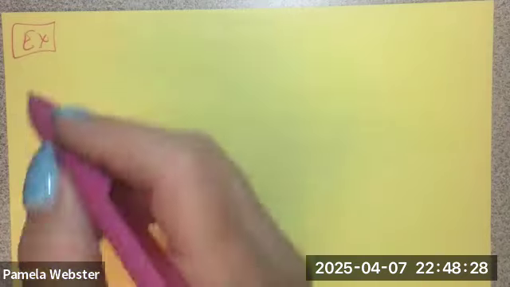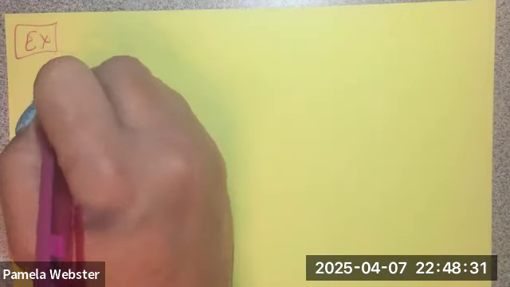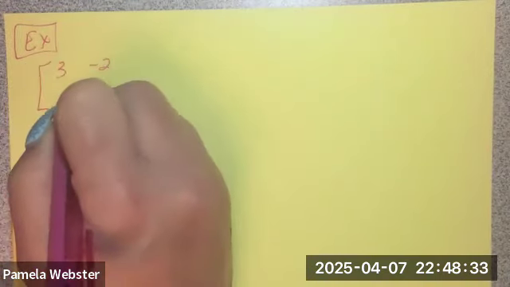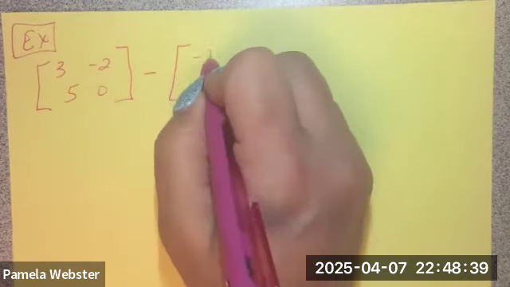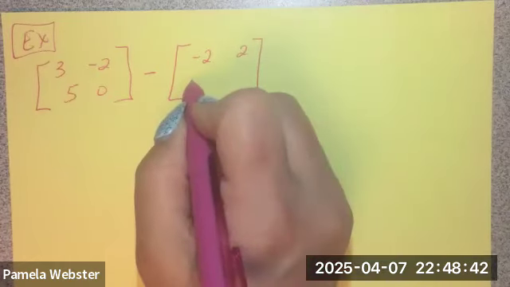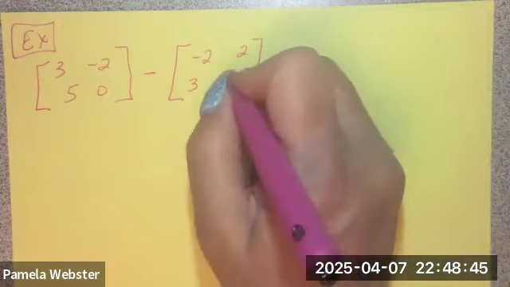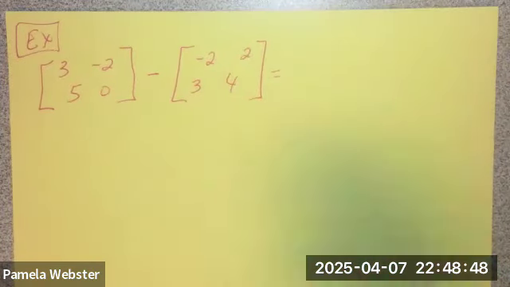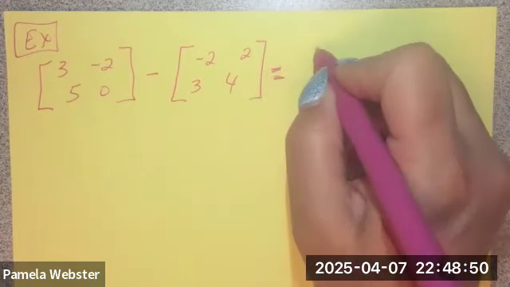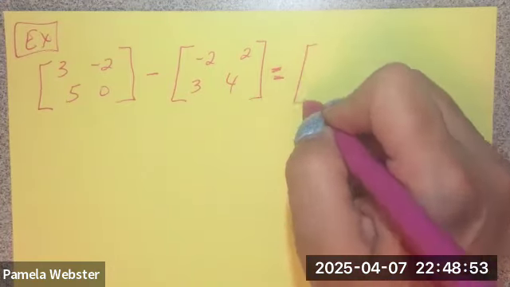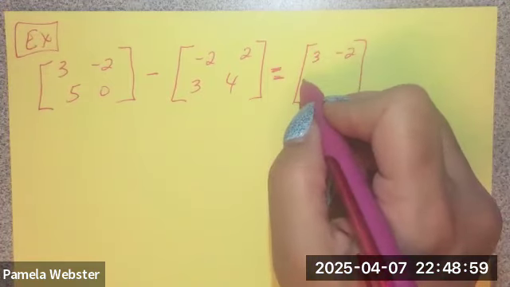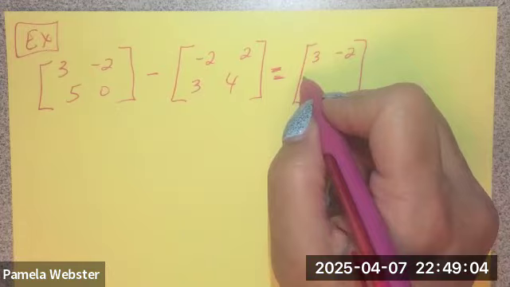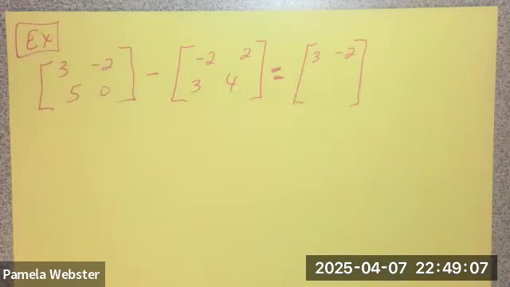Okay. So this guy says, hey, you've got two matrices. There's a 3, -2, 5, 0, minus the other matrix is -2, 2, 3, 4. And that's equal to, and that's going to be interesting, equal to, on the other side, I've got also two matrices. 3, -2, 5. Oh, I'm so sorry. I'm such a weirdo. I should make that an equal sign.